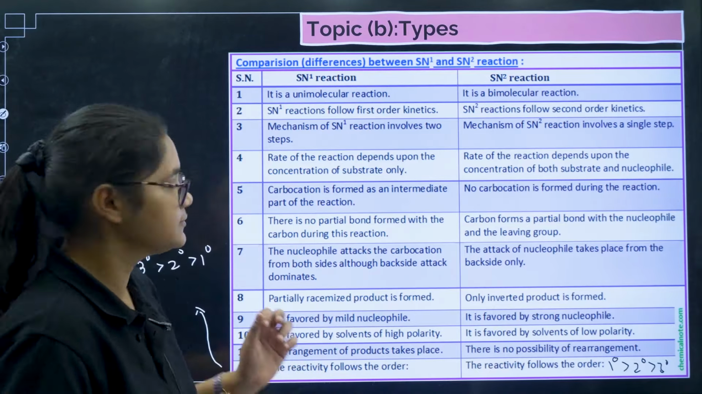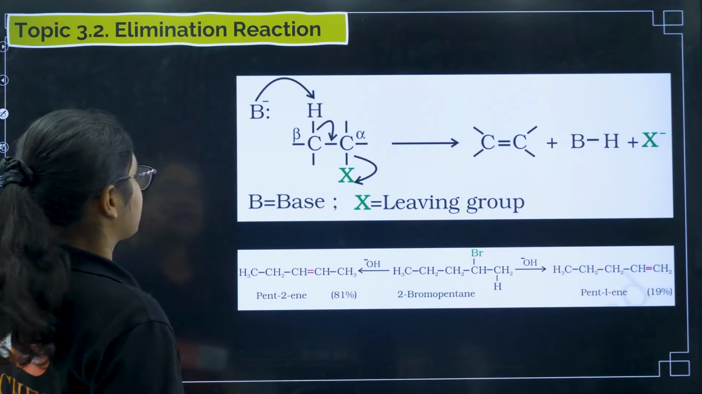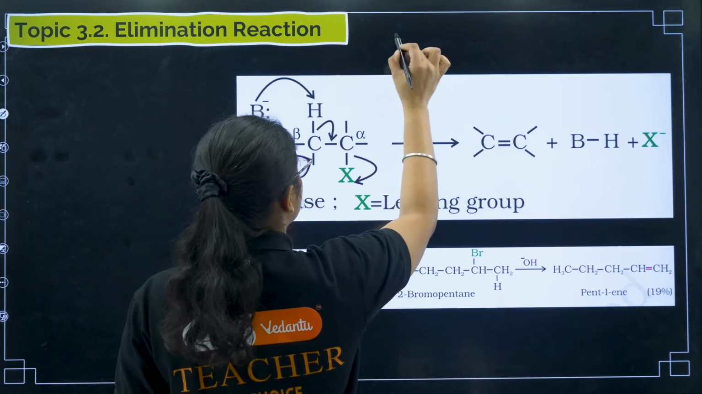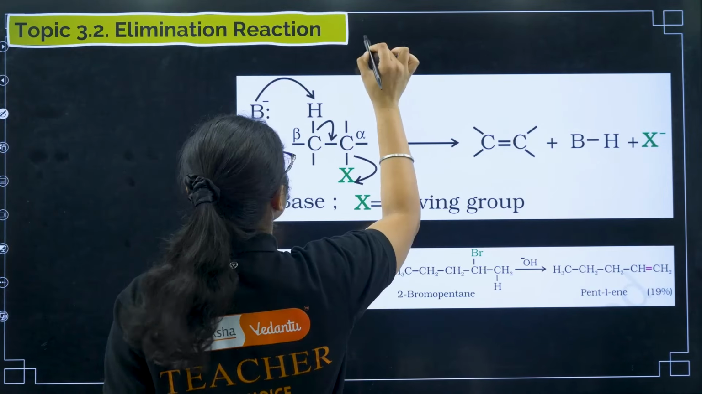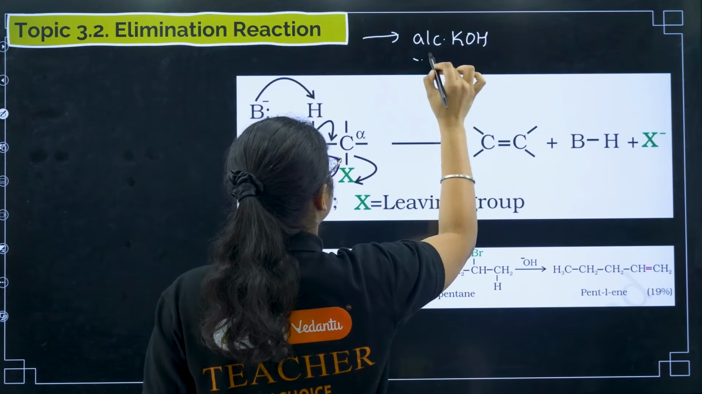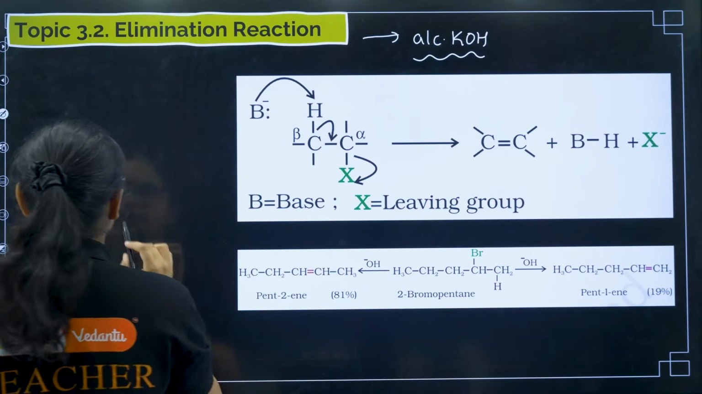between both the mechanisms. Okay, now we'll go to the second reaction, that is elimination reaction. So for elimination reaction, the reagent that we need is alcoholic KOH. Please remember this one. So what will this alcoholic KOH do?